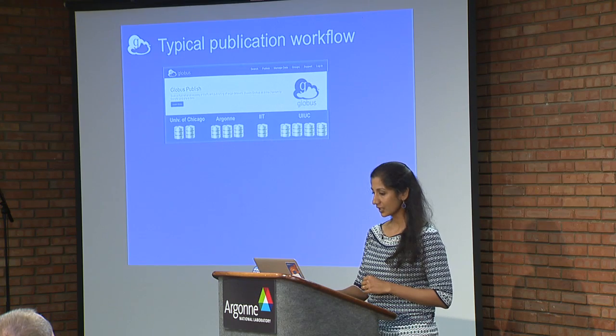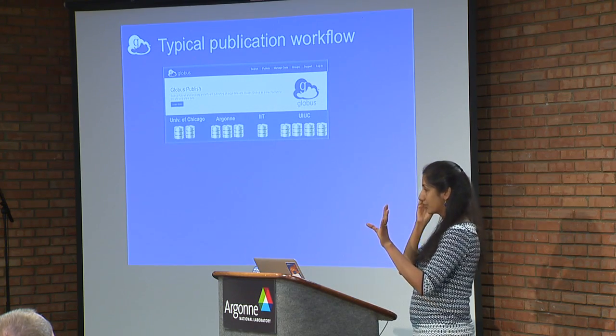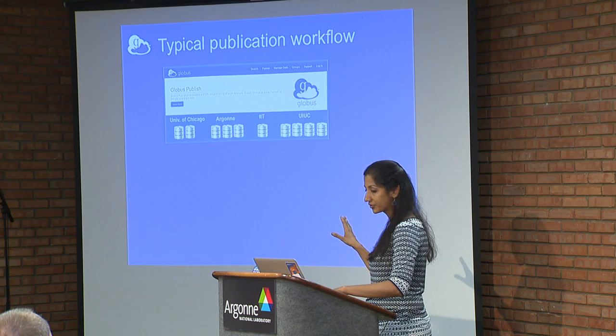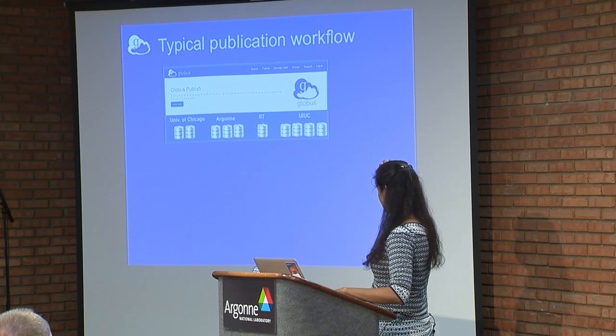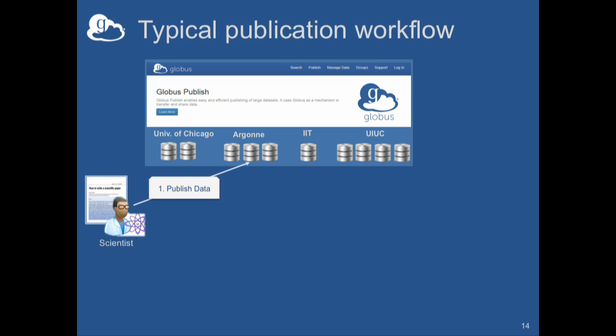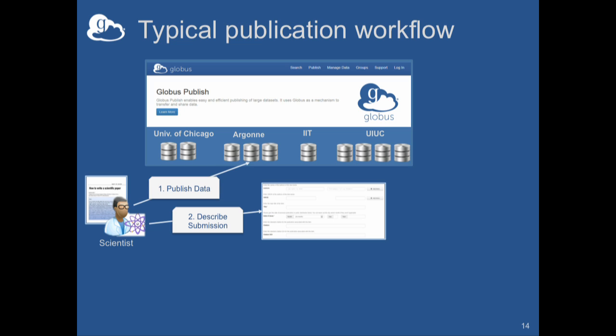So I'm not going to do a demo in the interest of time. I'll just do a quick walkthrough here. This is the Globus publication interface. You have collections. For example, here we take every institution as a collection. Chicago has its own set of collections, Argonne has its own. A scientist chooses the collection to which he wants to publish data, and then describes the submission. There are standard metadata forms. We have templates that you can use, or you could do custom metadata yourself.